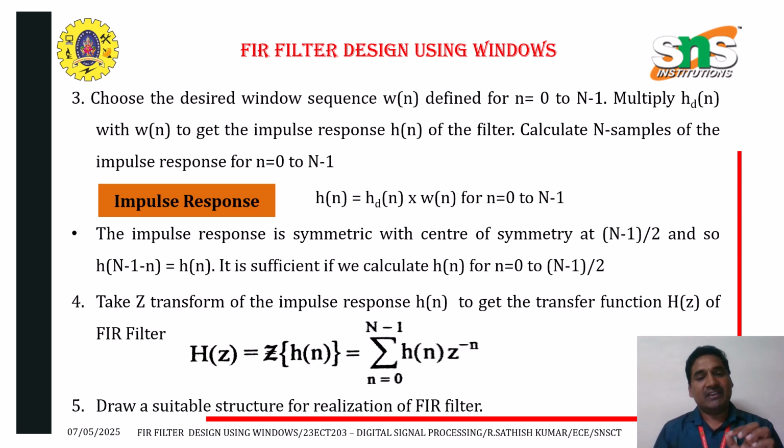Now we take the Z transform of the impulse response h of n to get the transfer function H of z of the filter. H of z is equal to the Z transform of h of n, which is equal to summation n equal to 0 to N minus 1 of h of n into z power minus n. Then finally, we choose a suitable structure for realization of the FIR filter.